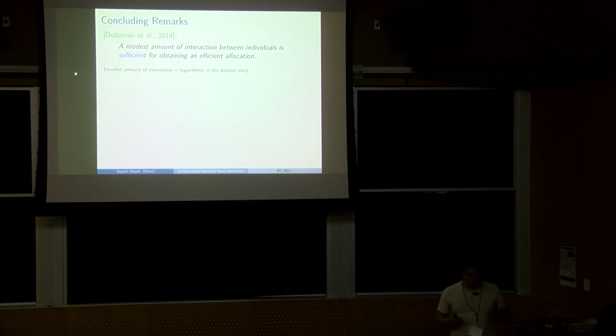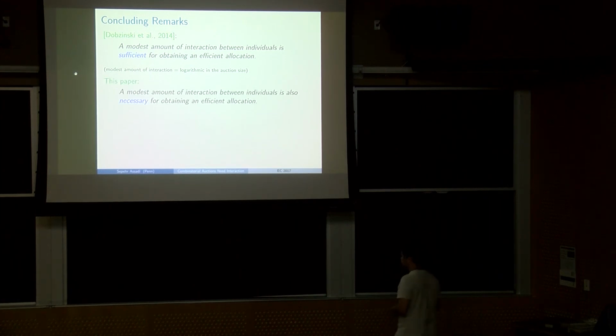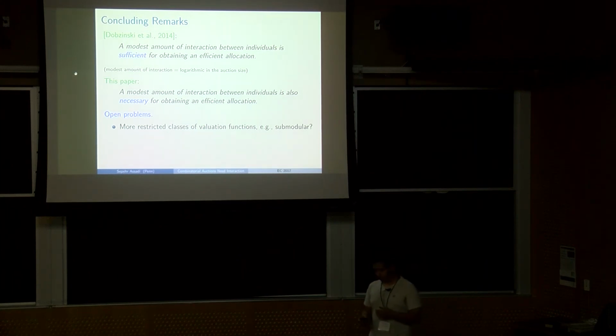So Dobzinski et al. previously showed that a modest amount of interaction is enough for you to get a good approximation or a good allocation. And modest amount, really think of it as logarithmic in the auction size. In this work, we showed that you also need this amount of interaction. And so this settles the problem for the case of subadditive and in fact even XOS valuations. But the problems remain open.